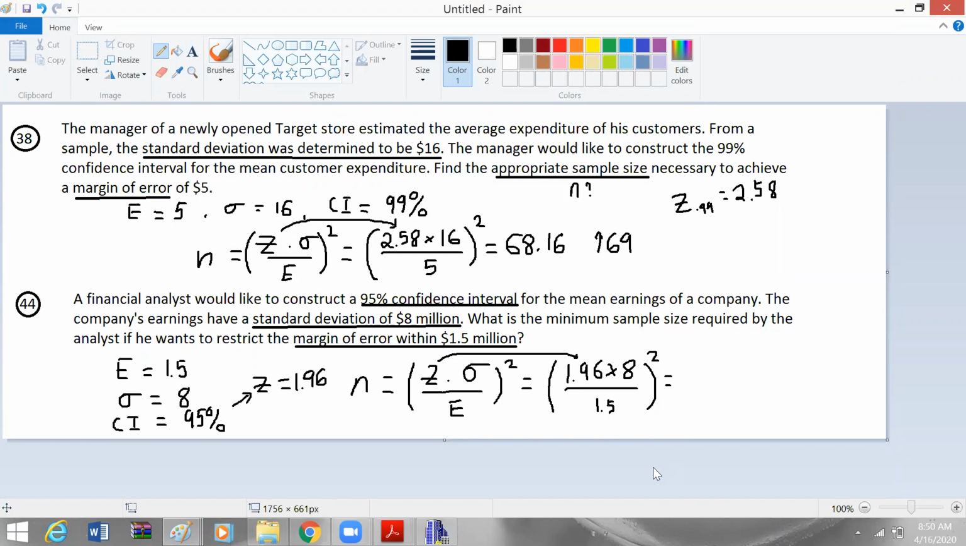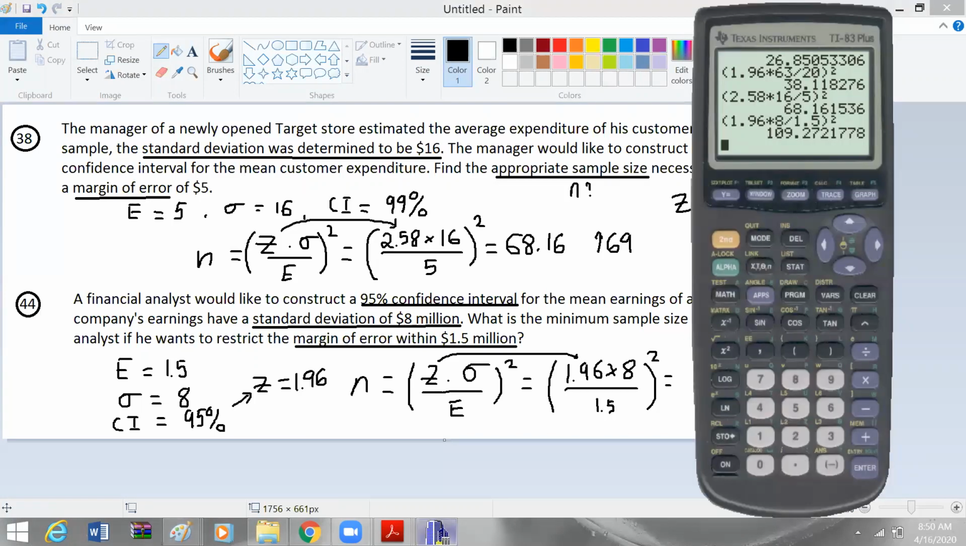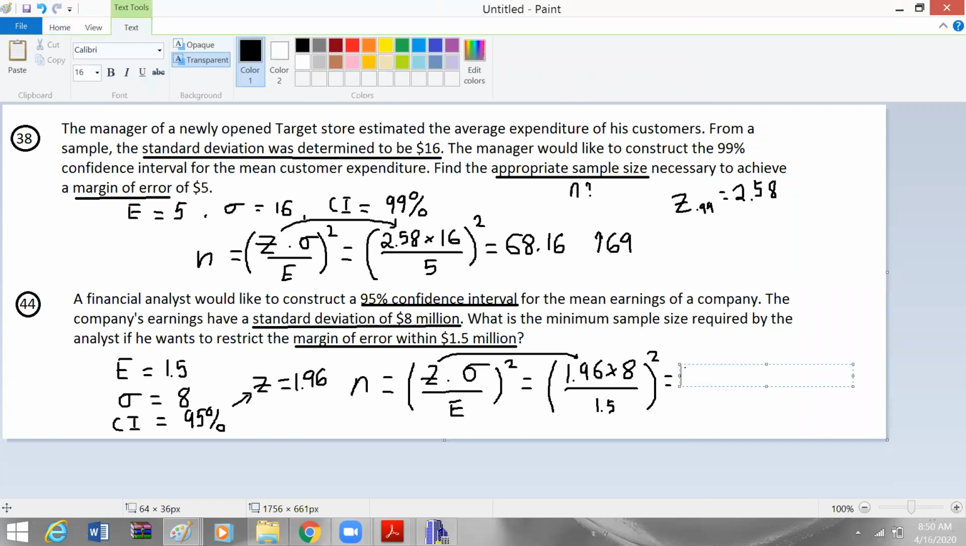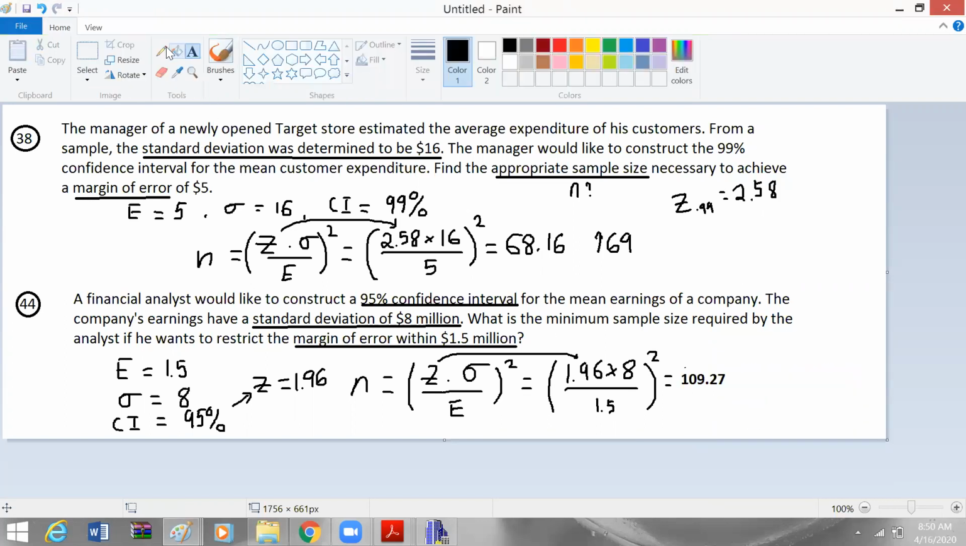So the required sample that we need to collect will be 109.27. Let me write that down so that it's a little bit easier. 109.27. And then we can round up to 110, okay?